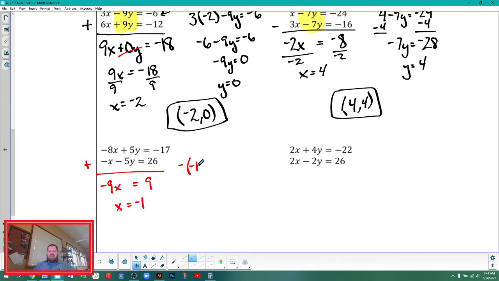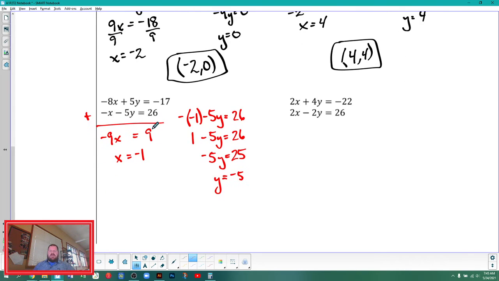And so I get -1 minus 5y is equal to 26. -1 is going to give me +1. That's not going to switch that to a plus, though. Minus 5y is equal to 26. When I subtract 1 on both sides, I'll get 5y is equal to 25. And dividing by -5 as my last step is going to give me y is equal to -5. So I get the point where the two lines cross as -1, -5.